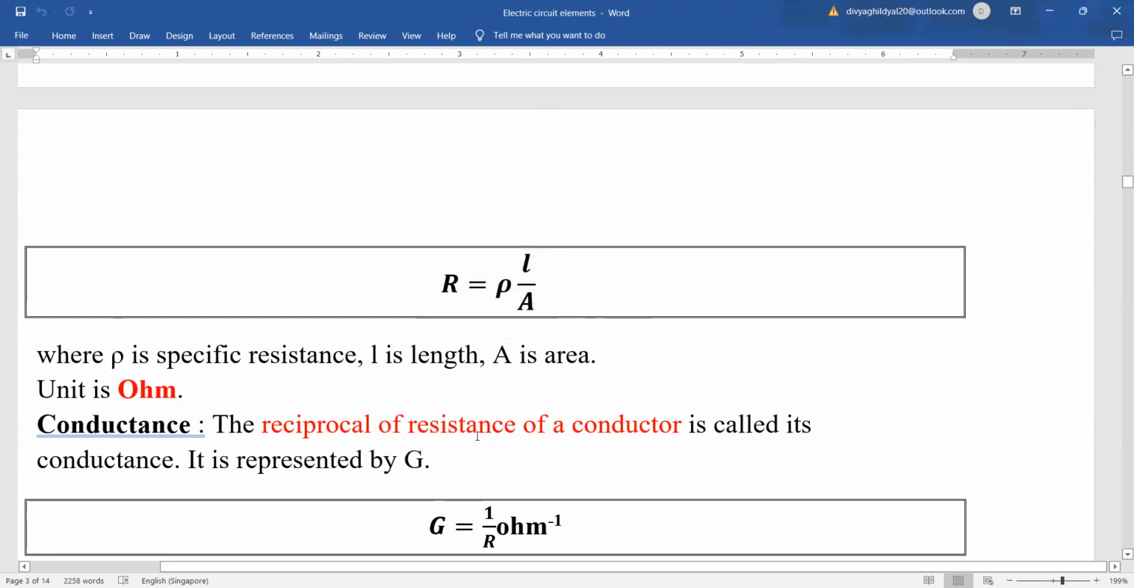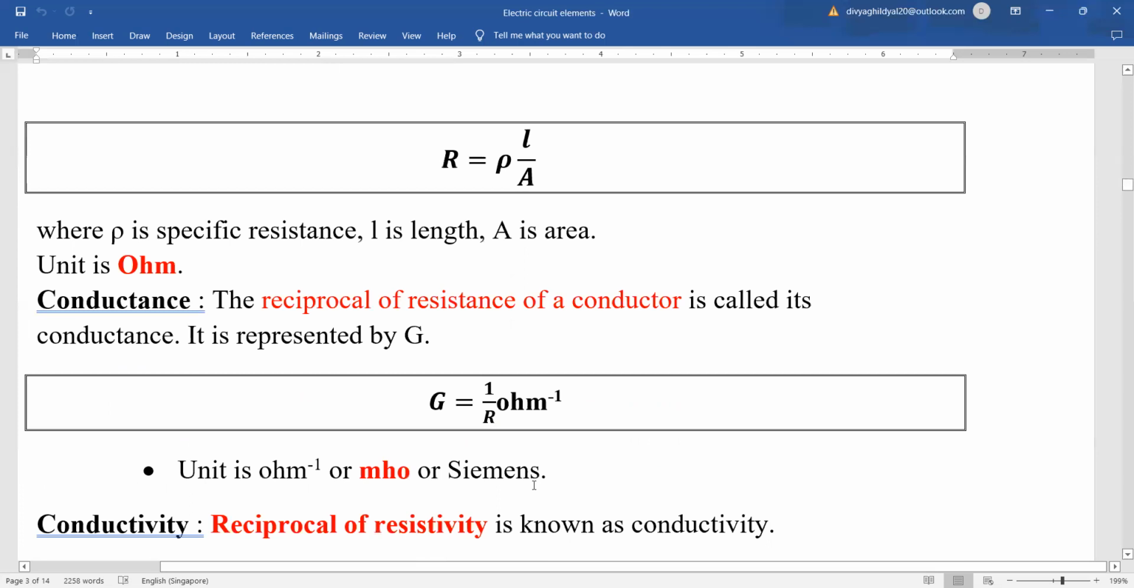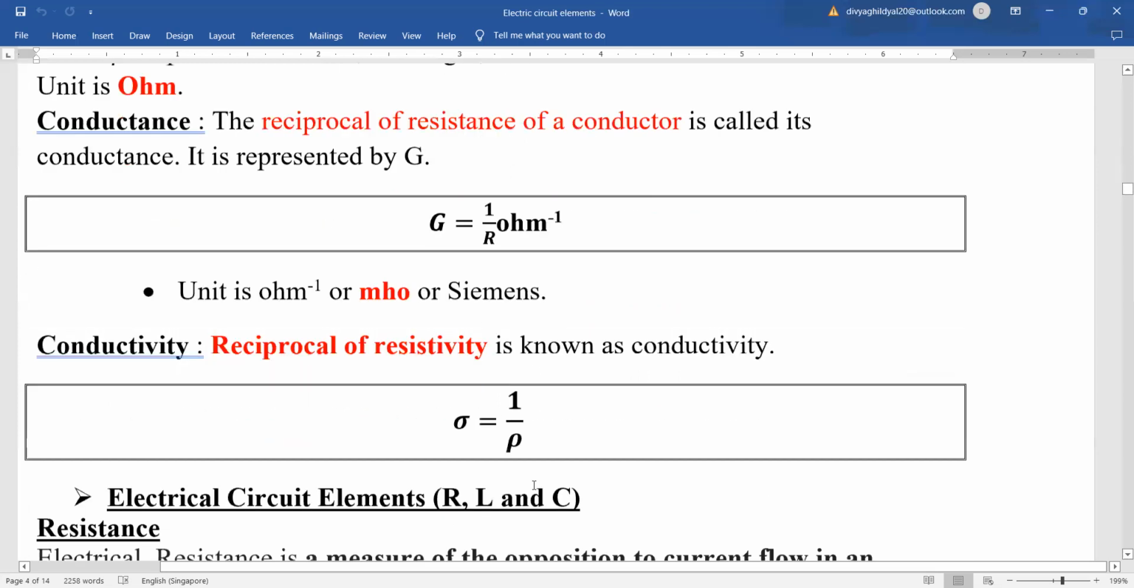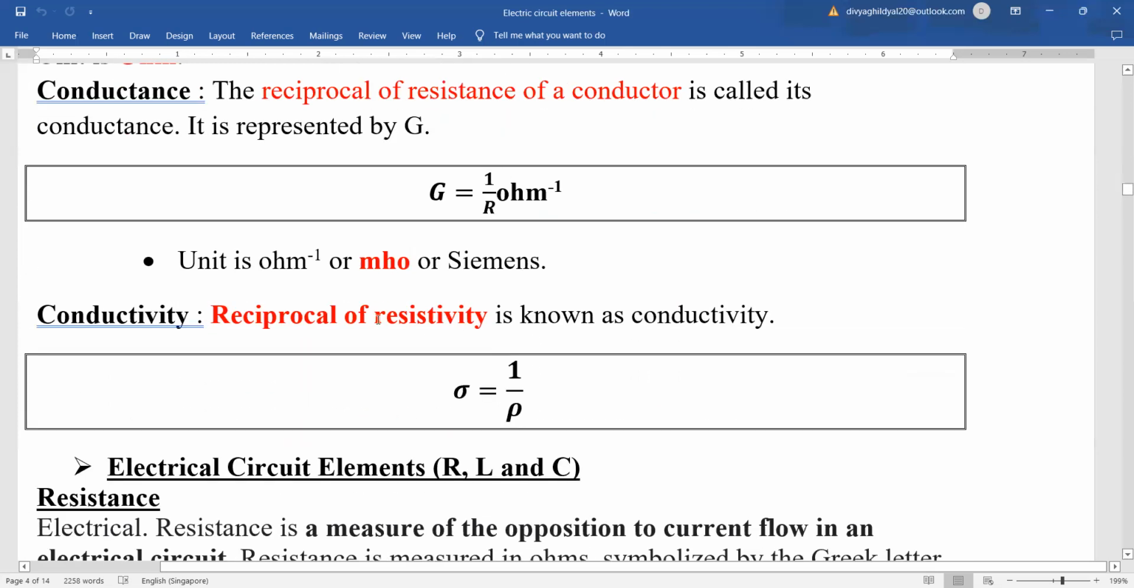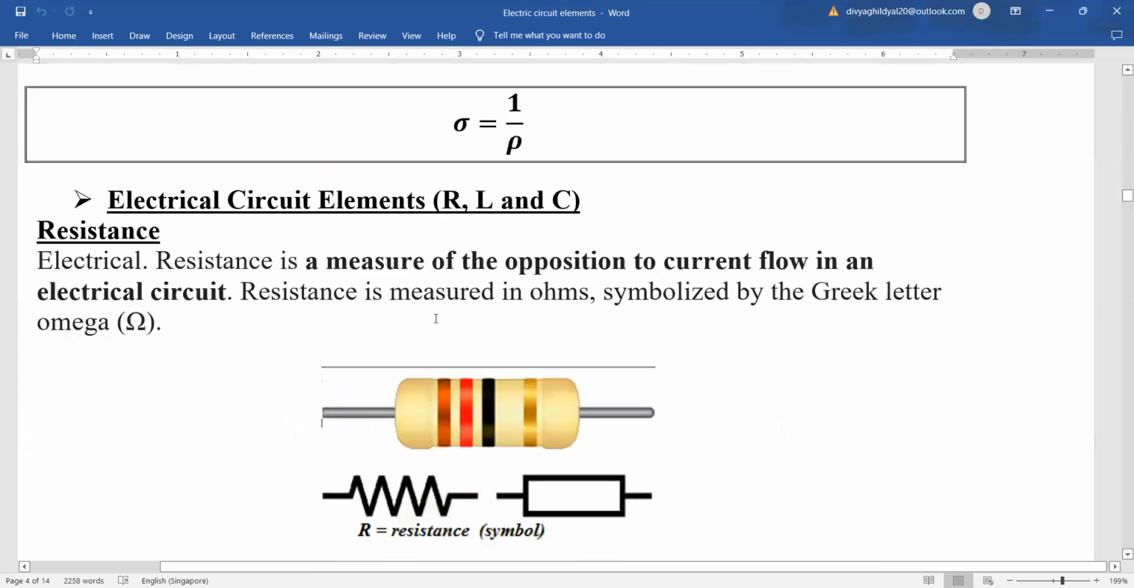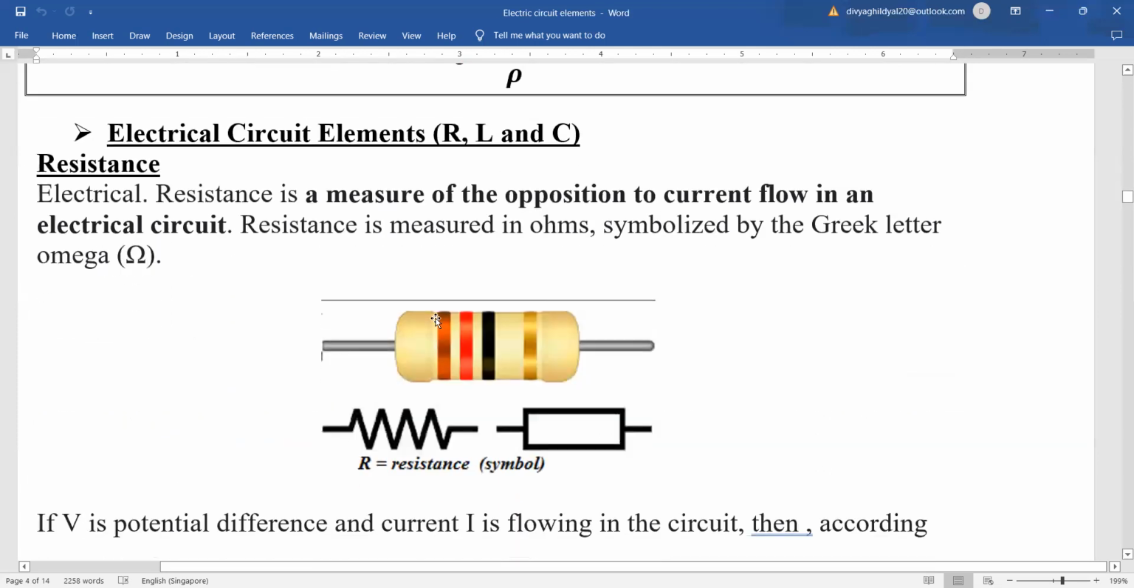Its reciprocal or inverse is known as conductance, and its unit is reverse of resistance, that is mho. Conductivity is reciprocal of resistivity. The very common and the basic electric circuit elements, resistor, inductor, and capacitor, are now explained in detail.